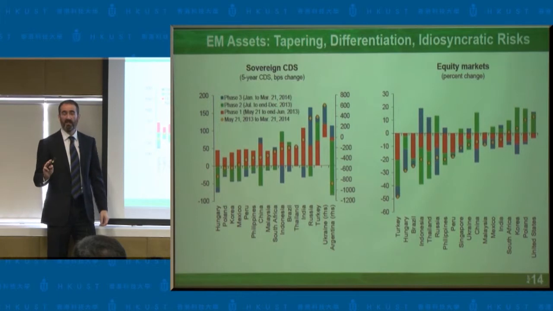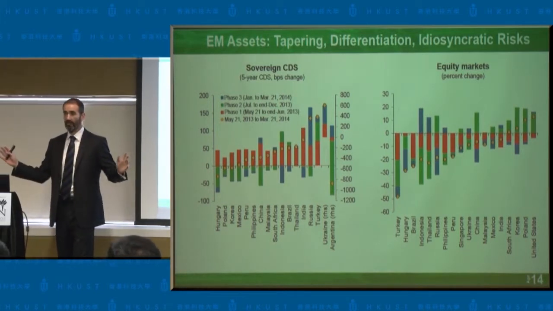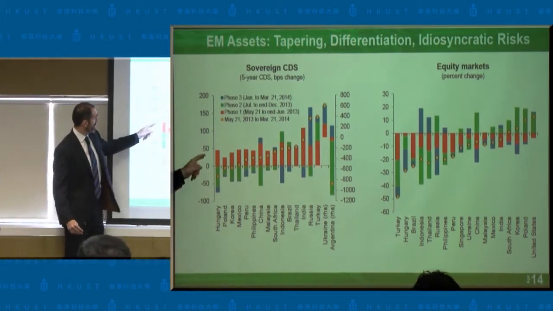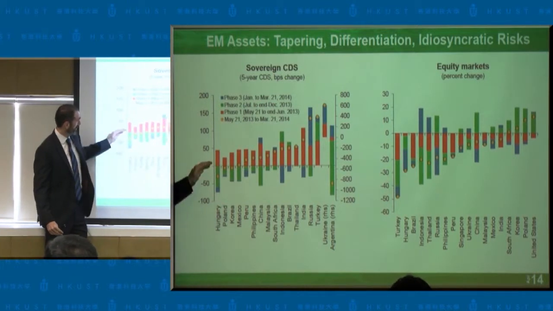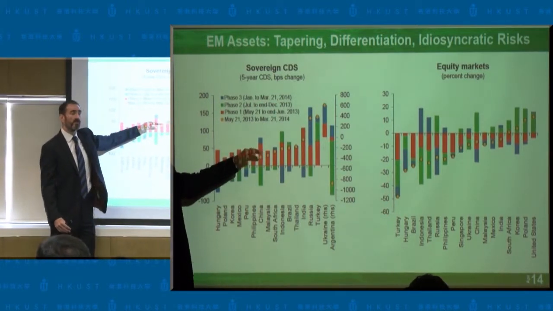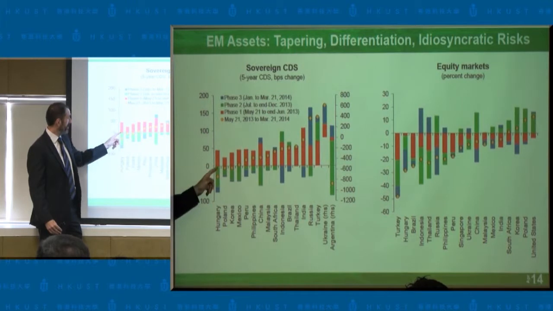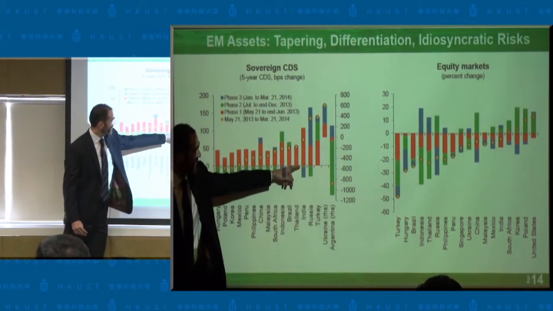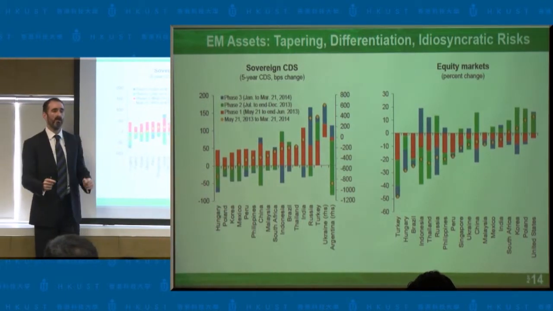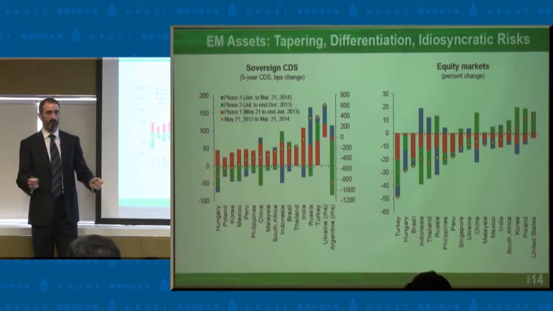In the first phase, people just panicked and sold everything. So you can see that CDS spreads across all of these emerging markets all went up. There was no discrimination at all. Hungary, China, Turkey, it didn't matter where you were in the emerging markets world, they were being sold off.